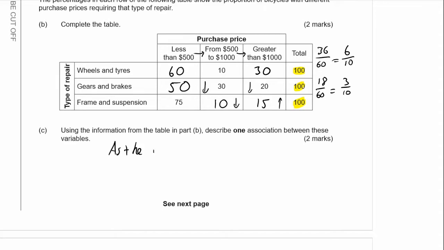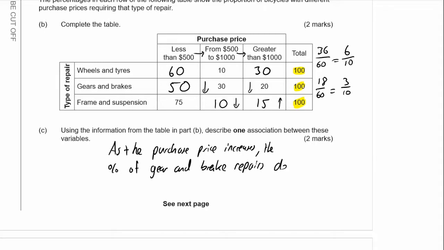as the purchase price increases, the percentage of gear and brake repairs decreases. Because that's true for all of it. So as we increase the price or the purchase price of the bicycle, the percentage of gear and brake repairs is always decreasing.